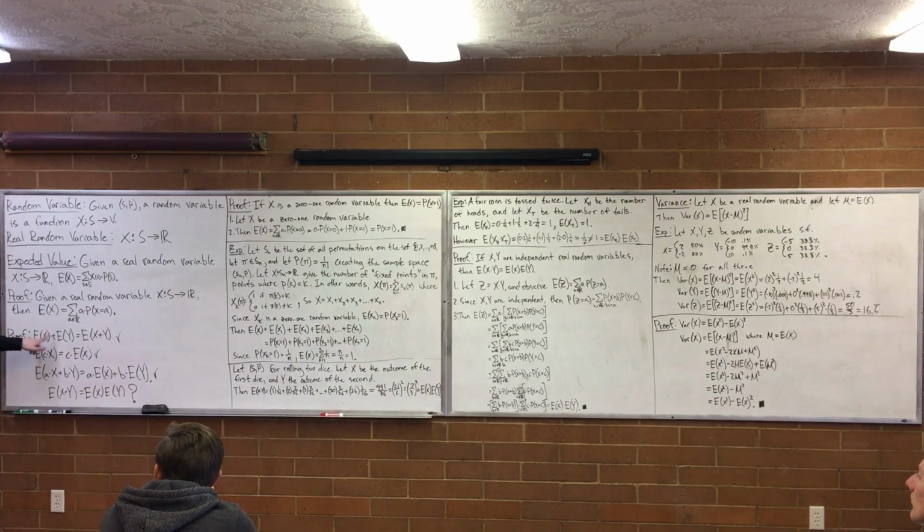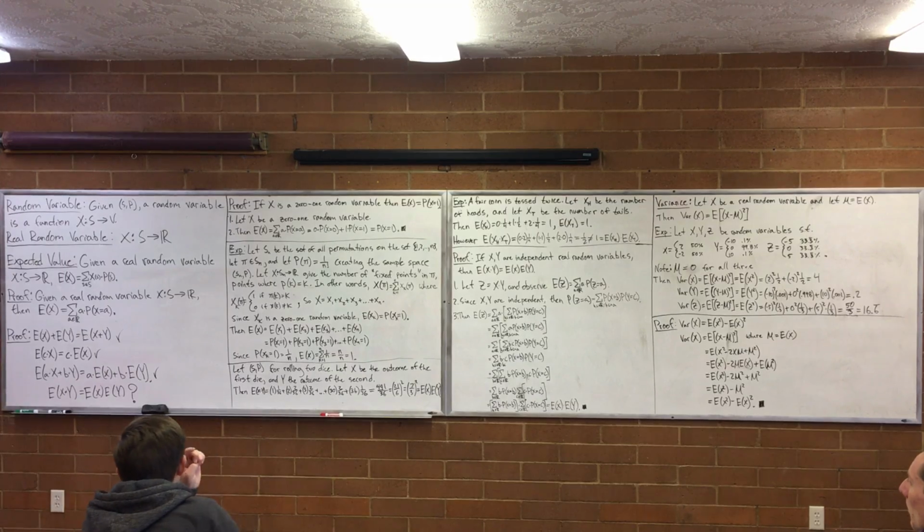So we proved that the sum of the expected values is equal to the expected value of the sum. We proved that the expected value of a constant times our real random variable is equal to a constant times the expected value of our real random variable. Then the combination of these two things proves this. Anyone remembers what this property is called? Linearity. Why is it called that?